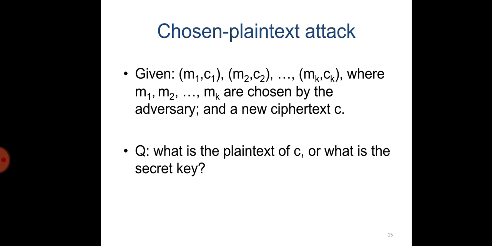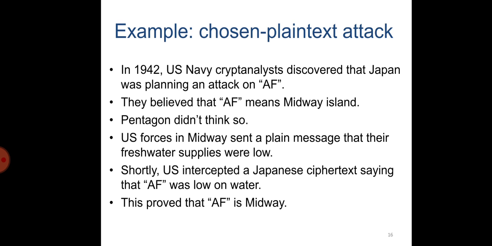Chosen plain text attack. Given M1, C1, M2, C2, up to MK, CK, where M1, M2, up to MK are chosen by the adversary, and now a new ciphertext C. Question: what is the plain text of C, or what is the secret key? Example: chosen plain text attack.